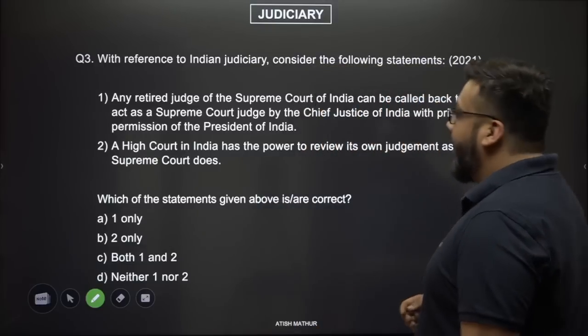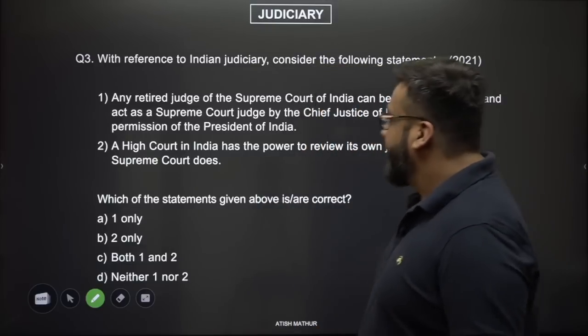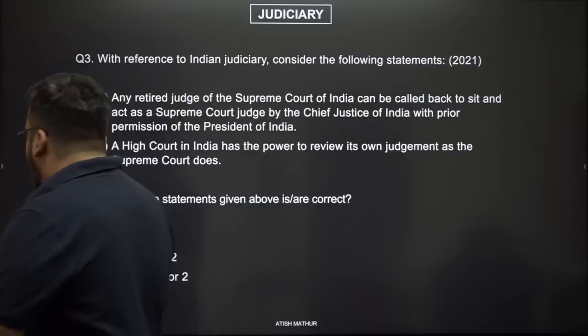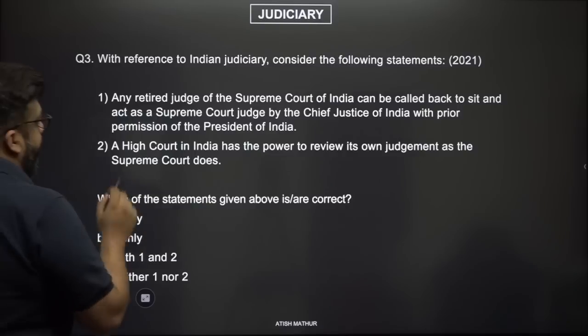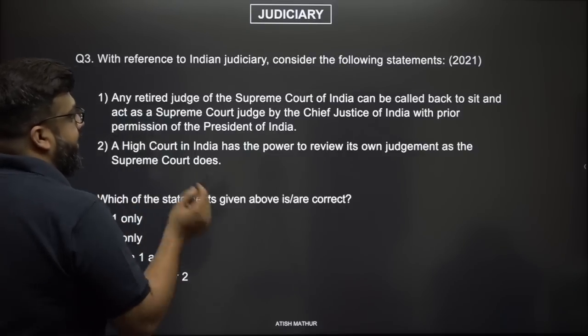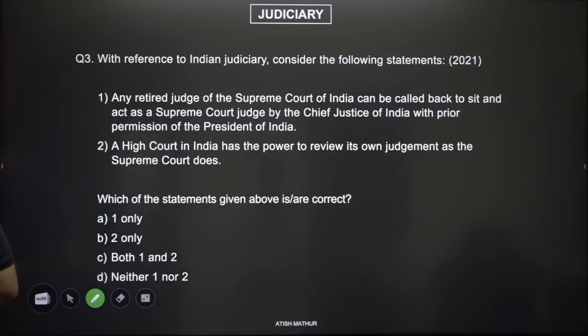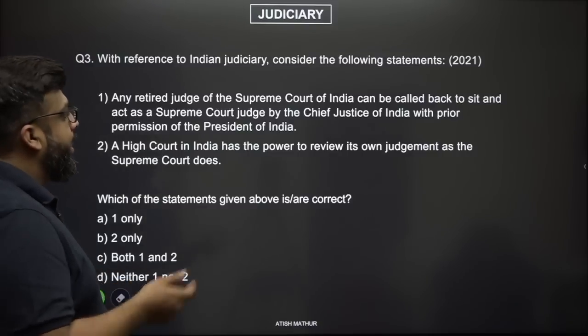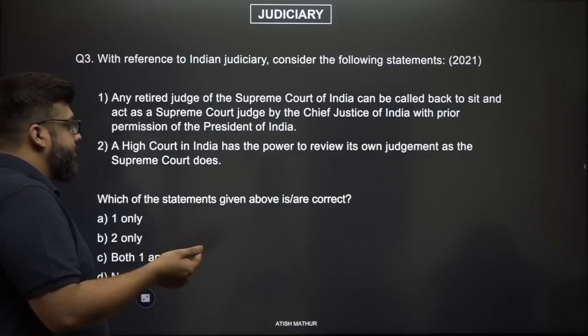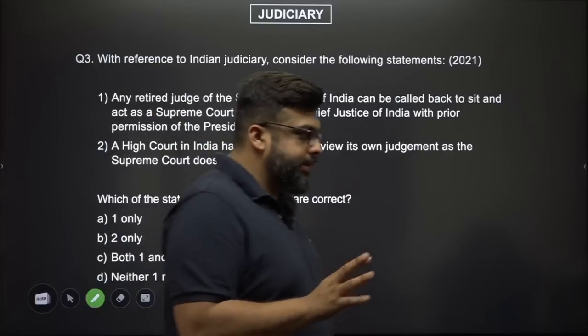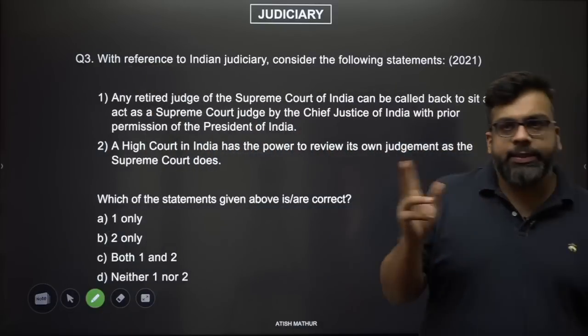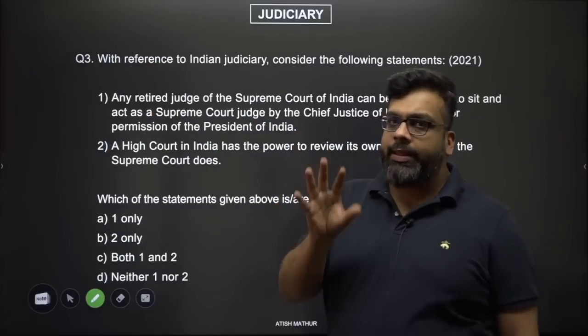Okay? Any retired judge of the Supreme Court can be called back to sit and act as a Supreme Court judge by the Chief Justice with the prior permission of the President of India. That's the first statement. The second statement is: a High Court of India has the power to review its own judgment as the Supreme Court does. Now, both of these statements are not related to each other, so let's look at them independently.